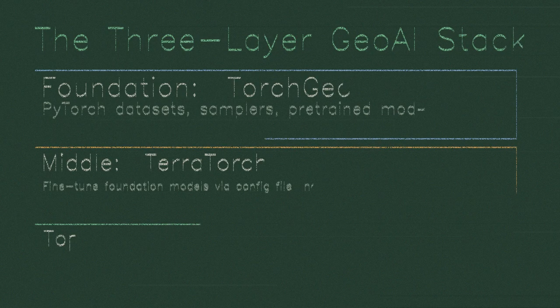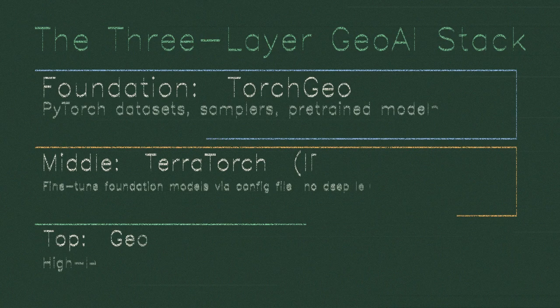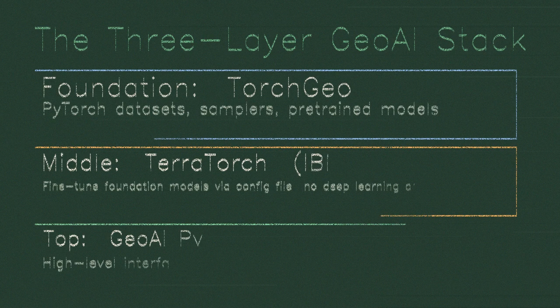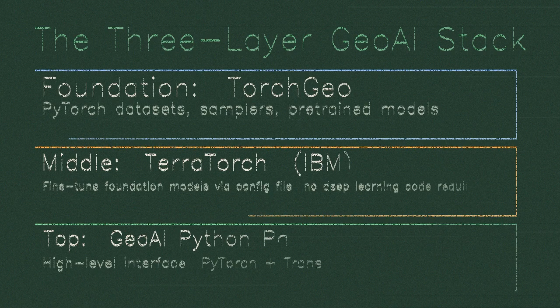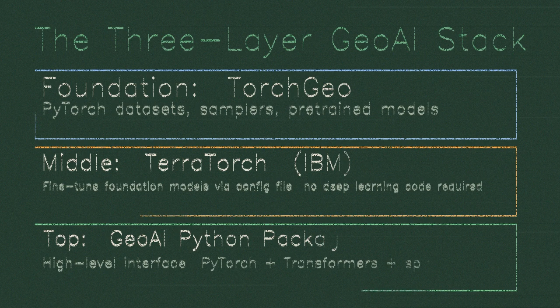And then there is the GeoAI Python package, which provides a high-level interface integrating PyTorch, transformers, and geospatial libraries for end-to-end workflows. Let us make this concrete. How would a forester use TorchGeo? Say you need to build a tree species classification model from Sentinel-2 imagery.